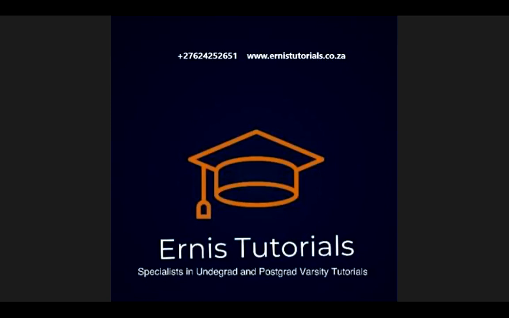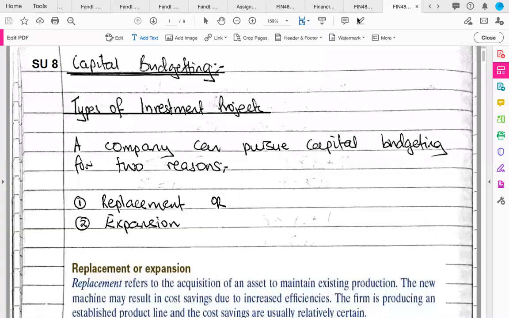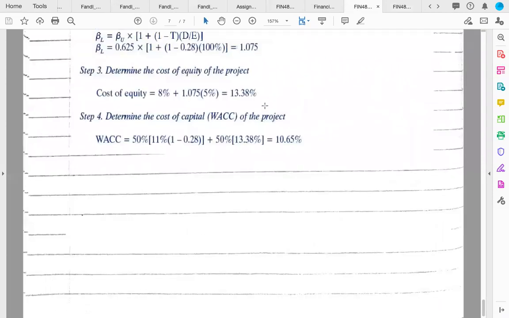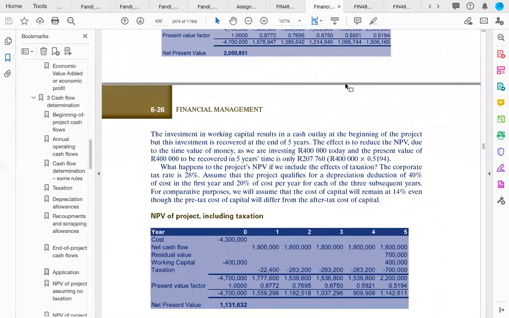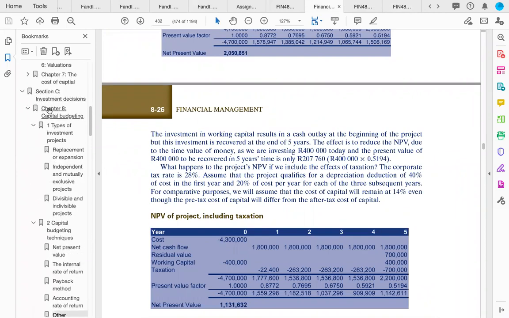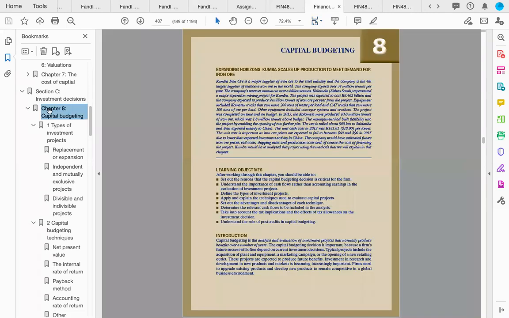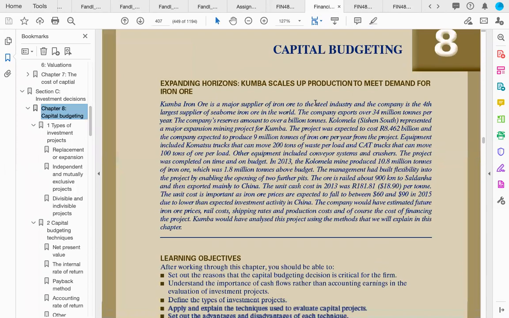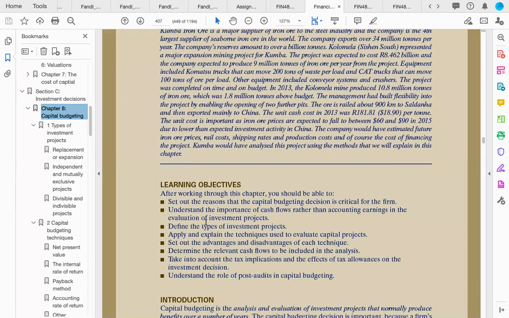FIN4801, Advanced Financial Management. In this class, I'm going to take you through the first part of a very important study unit in this module, namely study unit 8, known as capital budgeting. Study unit 8 is the first study unit under section C, which relates to investment decisions. And it's just got some outcomes.